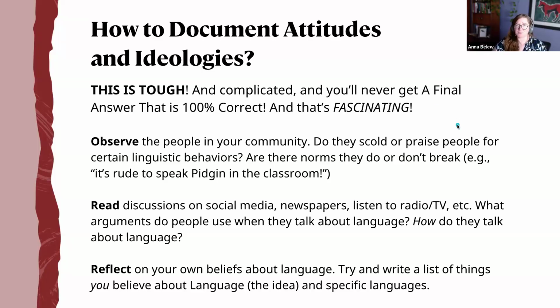And you can also do some introspection, right? You can write down a list of things that you believe about language or that you believe about certain languages, right? If you ask yourself, what do I think is the best language or the prettiest language and why? And where did I get that idea? And how do I live that? That can also be really helpful for finding out about ideologies in your own community.